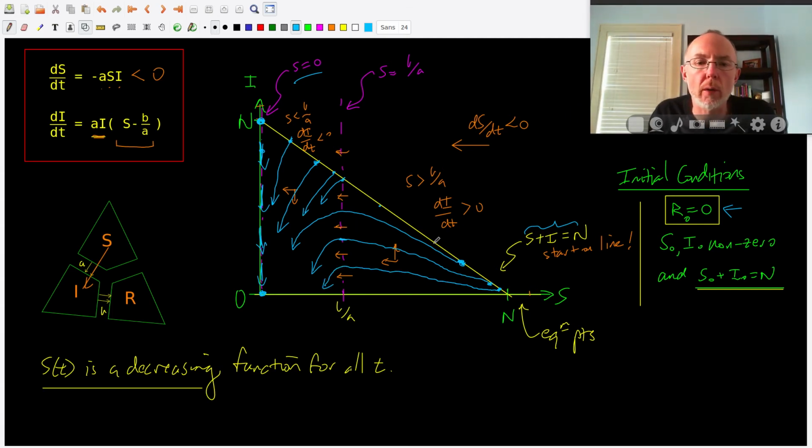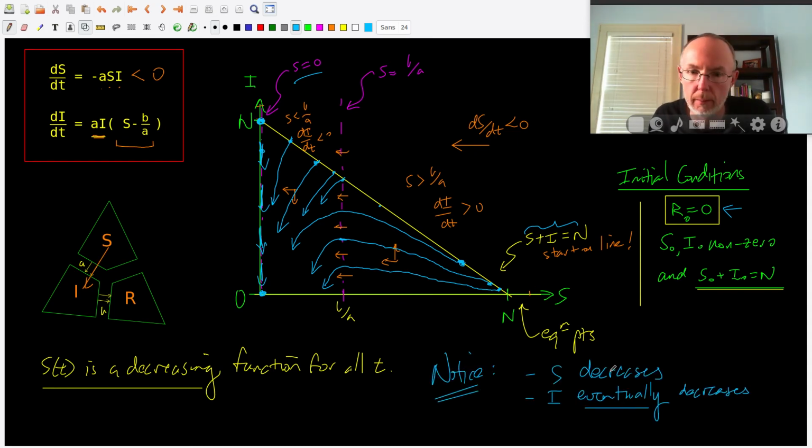So notice what all of these trajectories are doing. There's two important things to notice here, at least two. S decreases, we know that, right? S is a decreasing function. We're always moving to the left. But more importantly, I eventually decreases. It might go up for a while here. We're increasing, we're heading up the y-axis, I is increasing. If I'm starting at any point along this line, I'm going to increase for a while until I hit that curve, and then I'm going to bend downwards. And so I is eventually going to decrease.